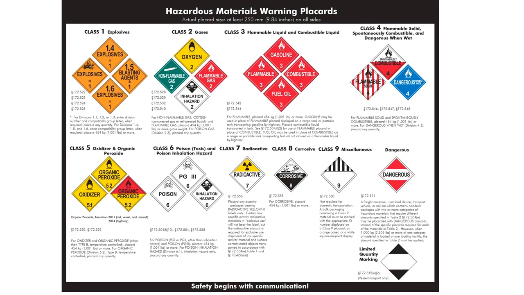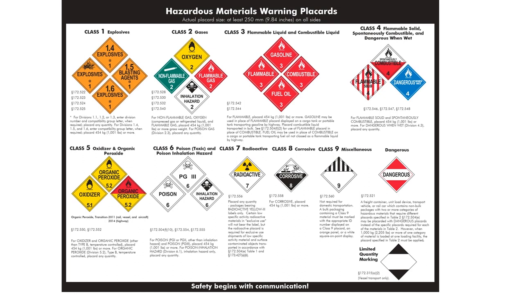Now going deeper into it, Class 1, explosives, you have multiple different types of explosives. They all have their own placard. Class 2, you have oxygen, non-flammable, inhalation, flammable. Class 3, you got gasoline, flammable, fuel oil, combustible. Class 4, flammable solids, spontaneously combustible and dangerous when wet. Class 5, you got oxidizers, organic peroxides, and then organic peroxide.